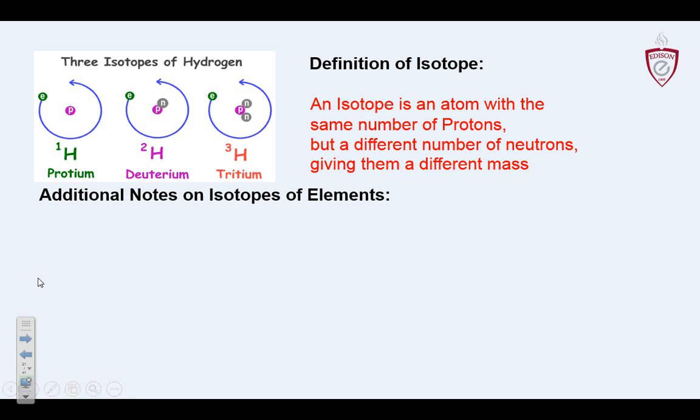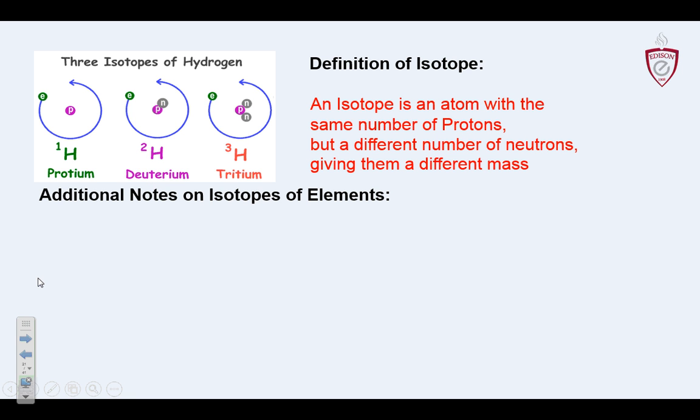This picture shows us real quick. I have three versions of hydrogen. We're not going to test you on the names. Notice I have one proton in each. But the first one has no neutrons, the second one has one, and the third one has two. So the total you see is 1 mass, 2 mass, 3 mass in the top left corner. That's how we get our atomic masses.